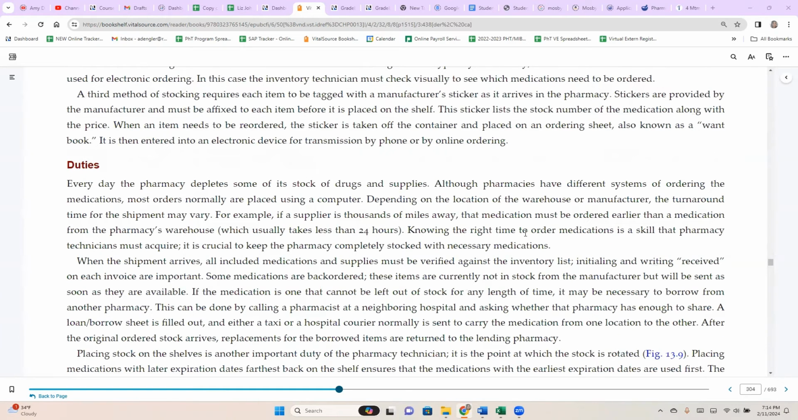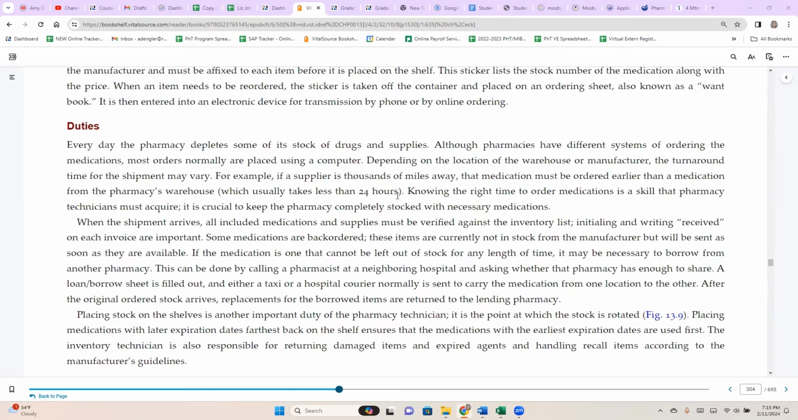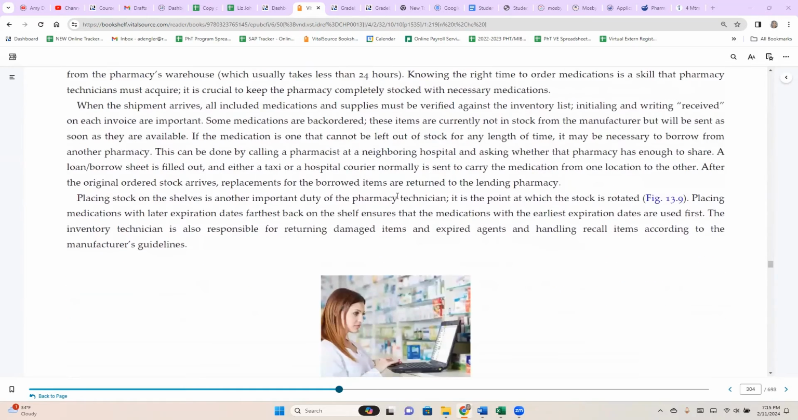Every day, the pharmacy depletes some of its stocks of drug and supplies. Although we have different systems of ordering the medication, most orders are normally placed on a computer. Depending on the location of the warehouse or manufacturer, the turnaround time for the shipment may vary. It's usually less than 24 hours, so like the next day, there's a cutoff time every day. And when the shipment arrives, we will check the shipment against the inventory lists and initial where we received everything.